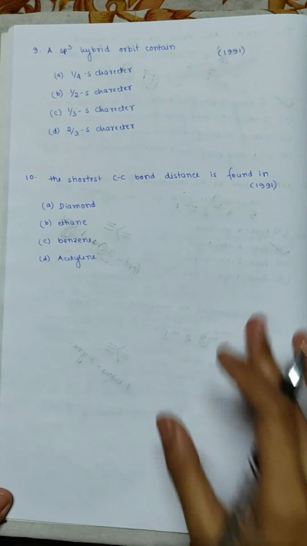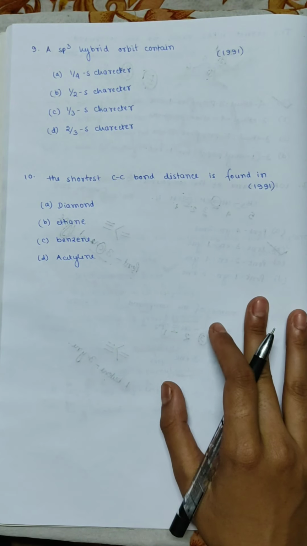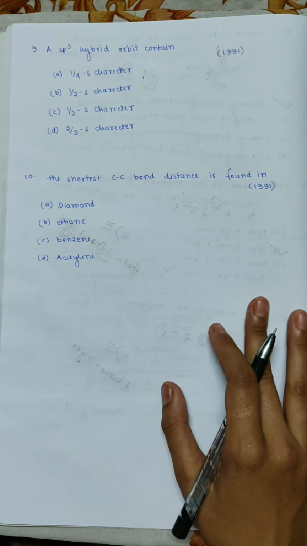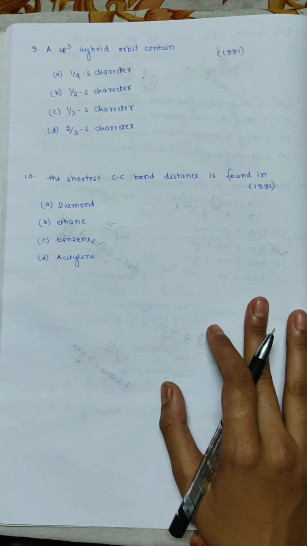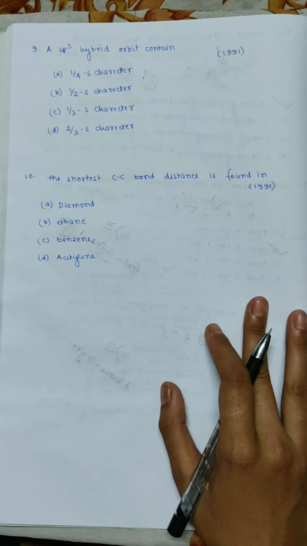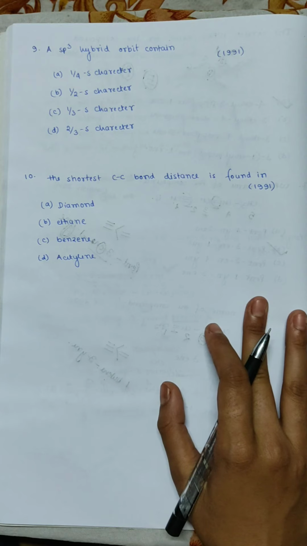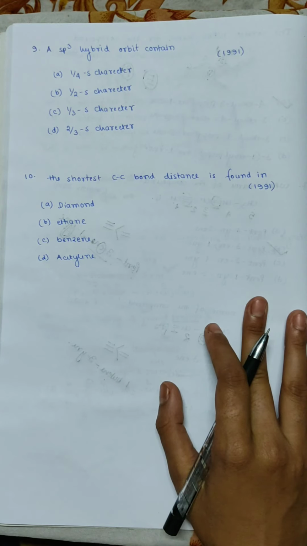So we have done so many questions on the number of sigma bonds, pi bonds, or number of pi bond electrons in any organic compound, and after that we did a lot of questions on IUPAC naming of organic compounds. The next is hybridization. The first question in this context, question number 9, which came in the year 1991, says a sp3 hybridized orbital contains 1/4 of s character, 1/2 of s character, 1/3 of s character, or 2/3 of s character.